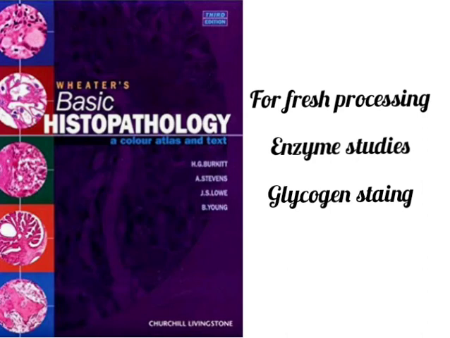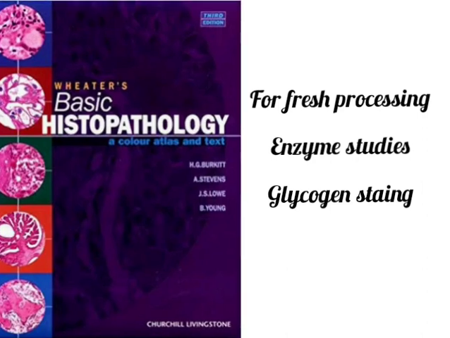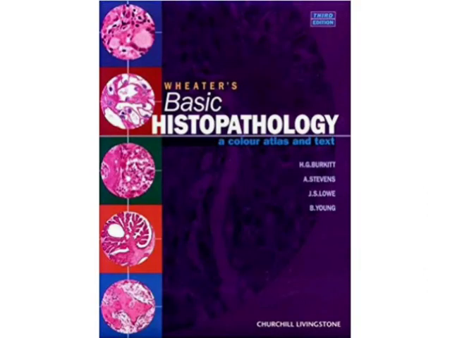Second, enzyme studies, and third is glycogen staining. Freeze drying is used for fresh processing, enzyme studies, and glycogen staining. The next question. Factors affecting fixation are. The answer is pH, temperature, volume, and agitation.